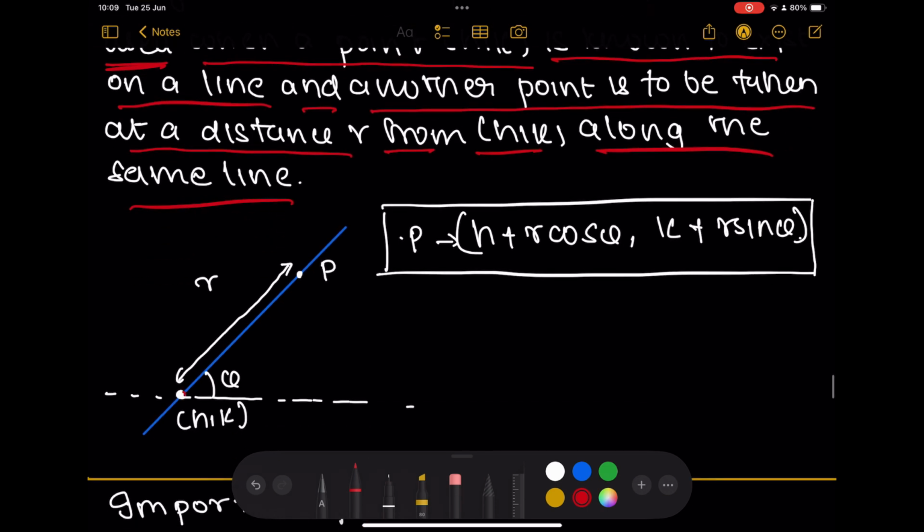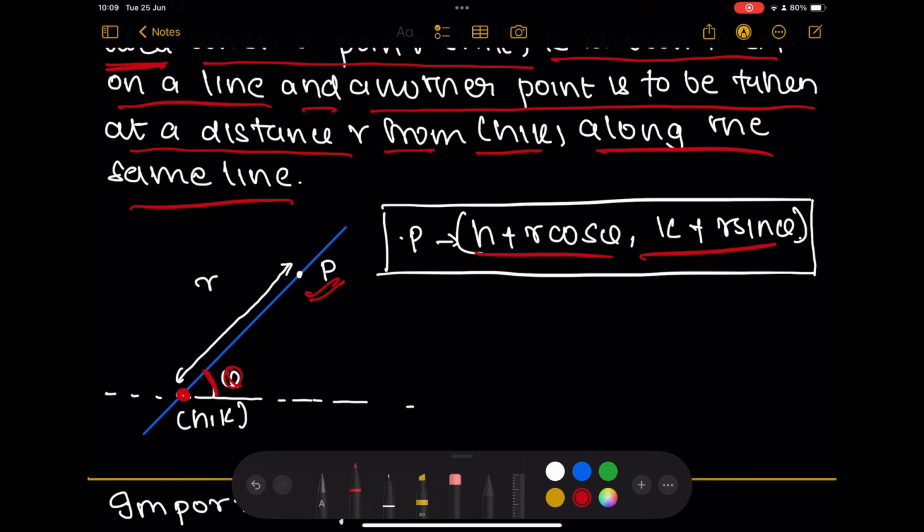That is, if you know that h comma k lies on any line, and you want to take some other point P at a distance r from h comma k along the same line, then how will you write the coordinates of point P? Coordinates of point P can be written as h plus r cos theta and k plus r sin theta. Simple. Where this theta is basically the slope angle of the line.